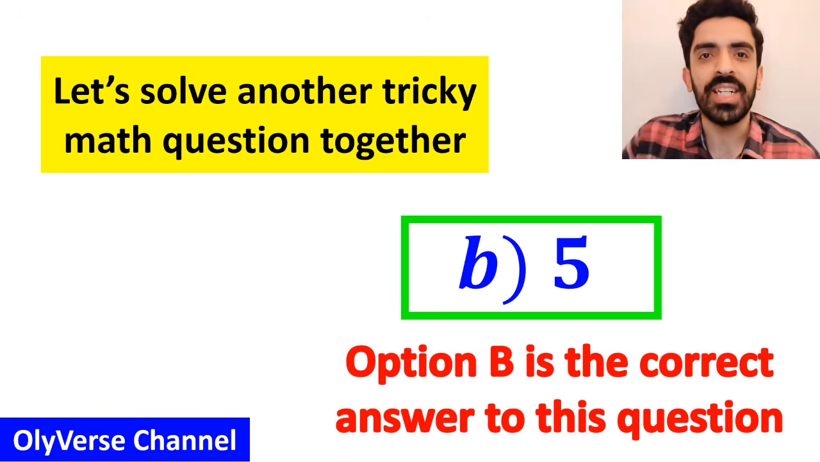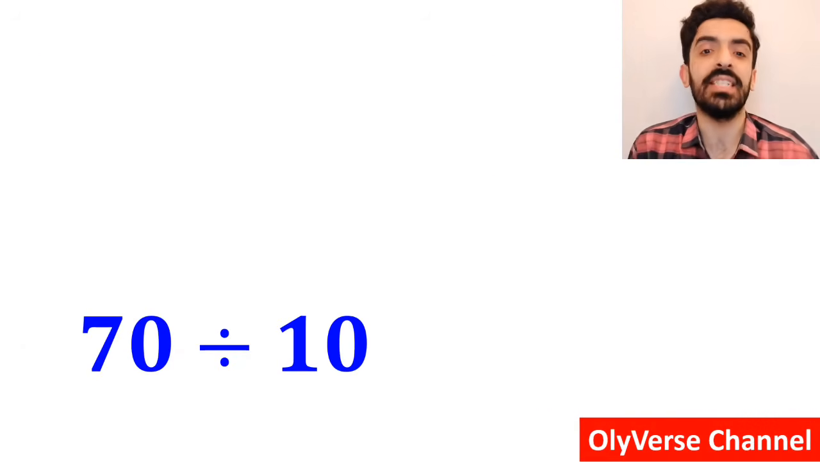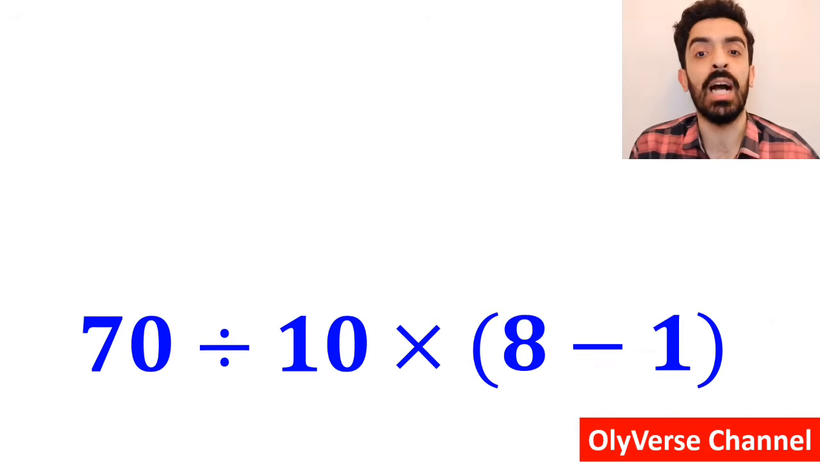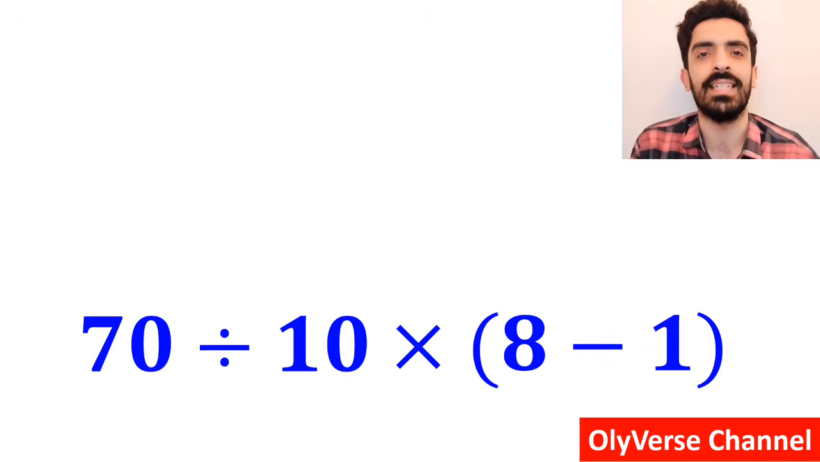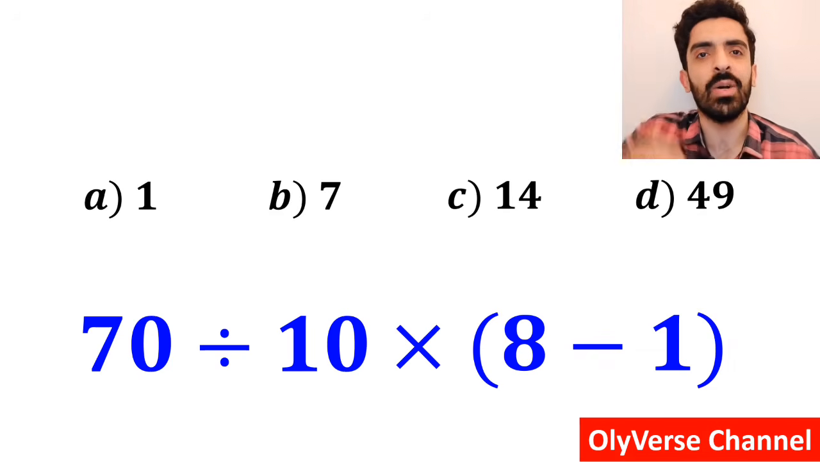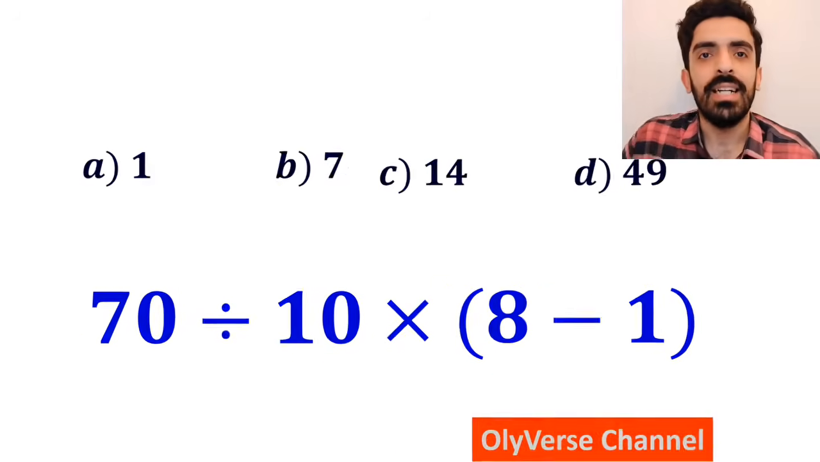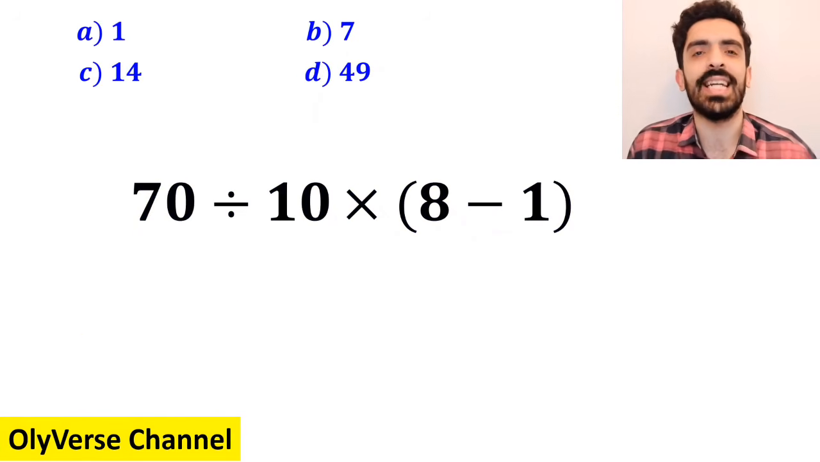Alright, now let's solve another tricky math question together. What is the value of the expression 70 divided by 10 times open parenthesis 8 minus 1 close parenthesis? Which option do you think is the correct answer to this question? Let's take a closer look and solve it together.